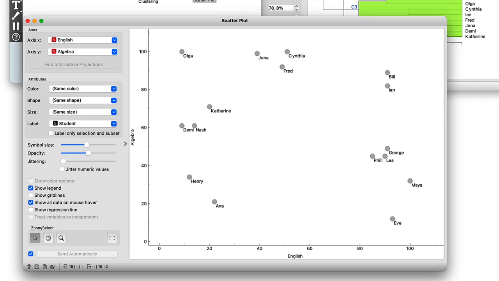Here's the data projected onto the algebra English plane. The students with similar grades in these 2 subjects are indeed in the same cluster. However, we also see Bill and Ian close together, but in different clusters. Okay, so it seems I'm going to need a different tool to explain the clusters.